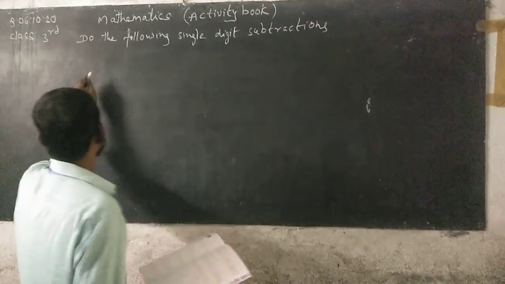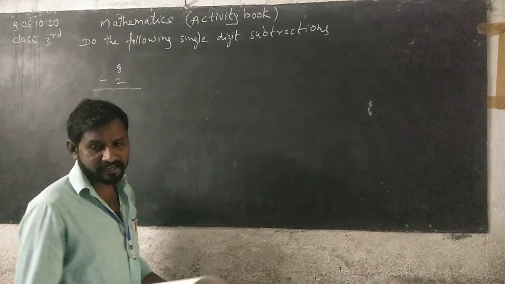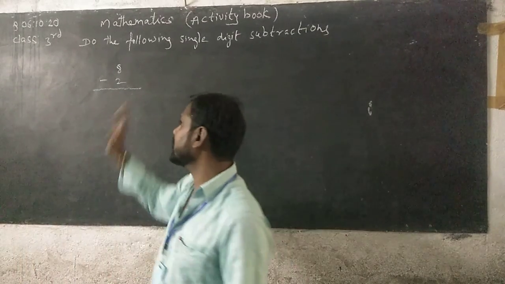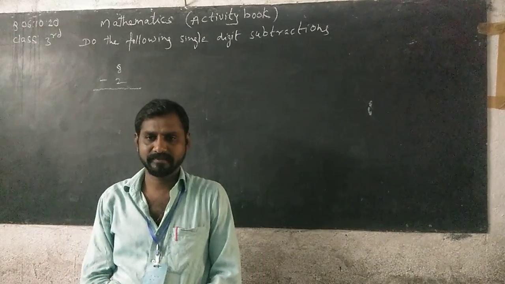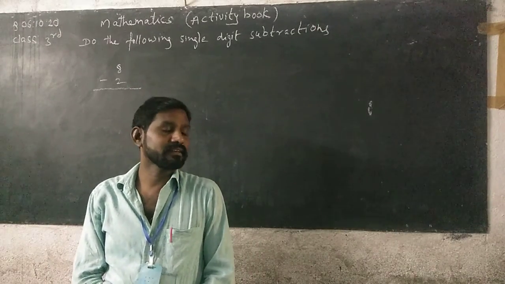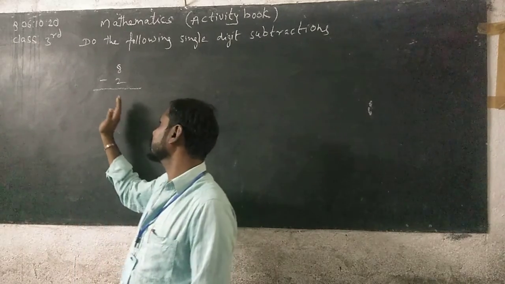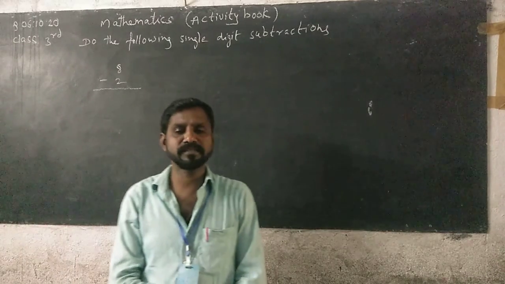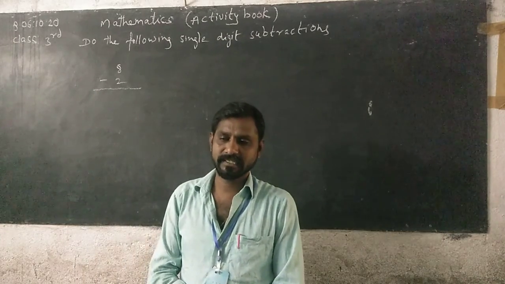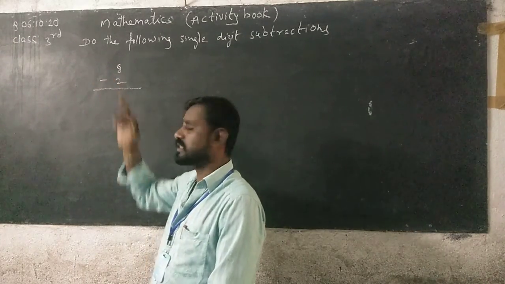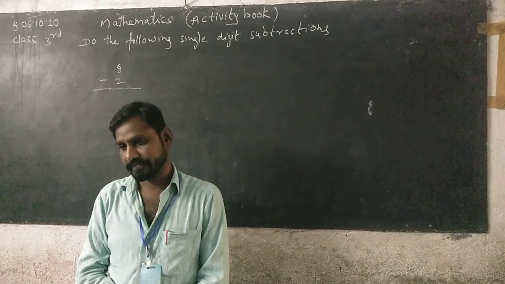See here, 8 minus 2. Very simple, beta. What I am saying, listen carefully. Single digit means it has only one place, that is the ones place. While you are doing subtraction problems, you go from right to left, from the ones place to the tens place. But here it is only a single digit. How can you do it? See here, 8 minus 2 means you can count 2 after, up to 8.